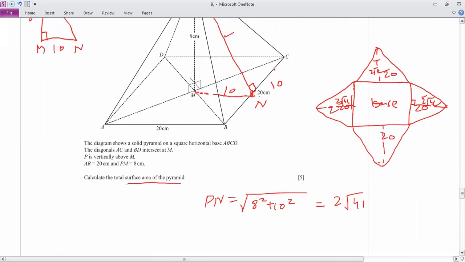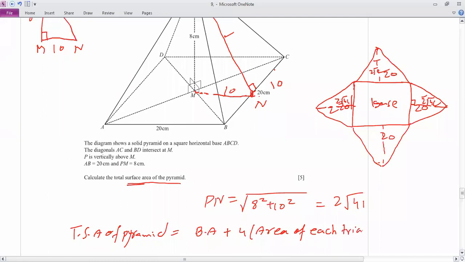So if I have to calculate the total surface area now, what will be the total surface area of the pyramid? It is going to be base area plus 4 into area of each triangle, because all triangles are the same. If you find the area of one triangle, it will be equal to the area of all triangles. So area of each triangle, or area of one triangle.